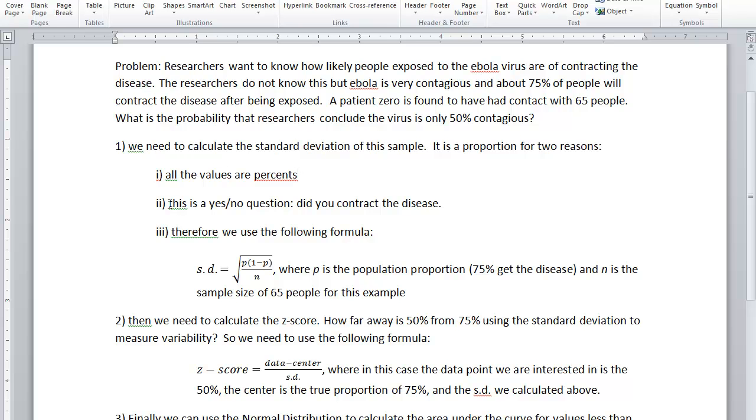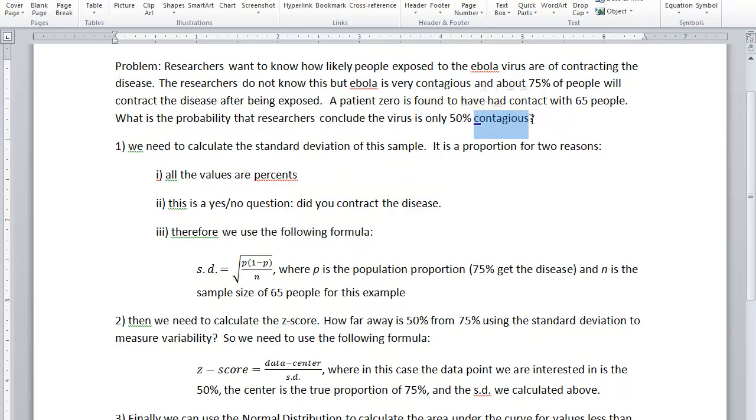All right? So the other thing that you can do, and this is what I tell my students, is this is a yes or no question, okay? The question is, did you contract the disease? The answer is either yes or no. Yes, I have Ebola. No, I don't have Ebola. Okay? So this is the research question. Did you contract the disease?